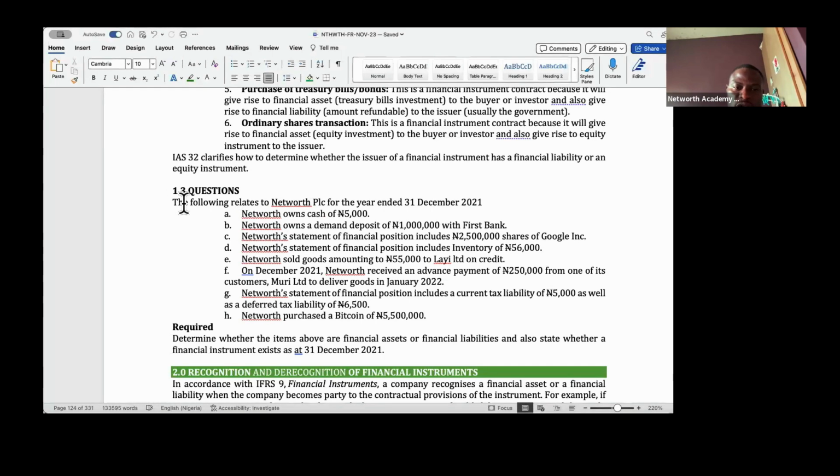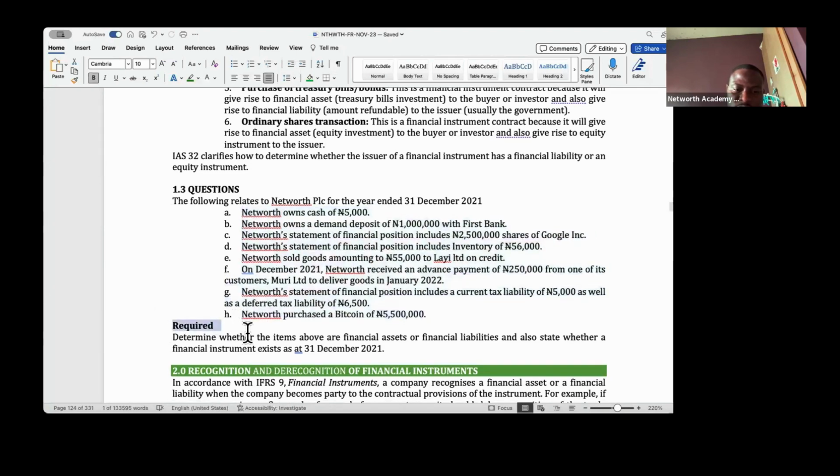If you look at this question, they say the following relates to Networth PLC for the year ended 31st December 2021. So they give us these transactions. And the examiner wants us to determine whether the items above are financial assets or financial liabilities, and also state whether financial instruments exist as at 31st December 2021.